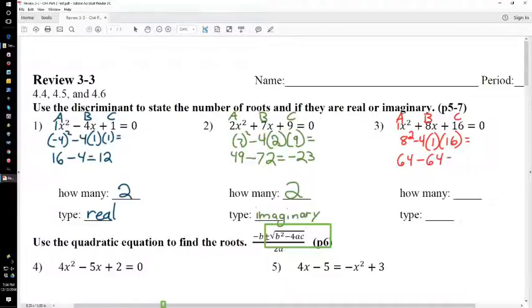64 minus 64 is 0, so this time, since it is 0, we will have 1 root, and it will be real. So these are all 3 different possibilities that you get, and how you will go through 1 through 3 on your review.